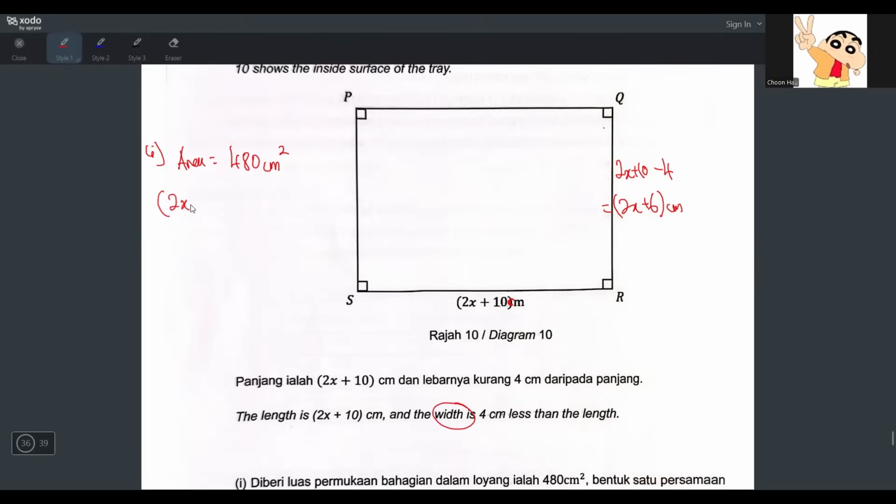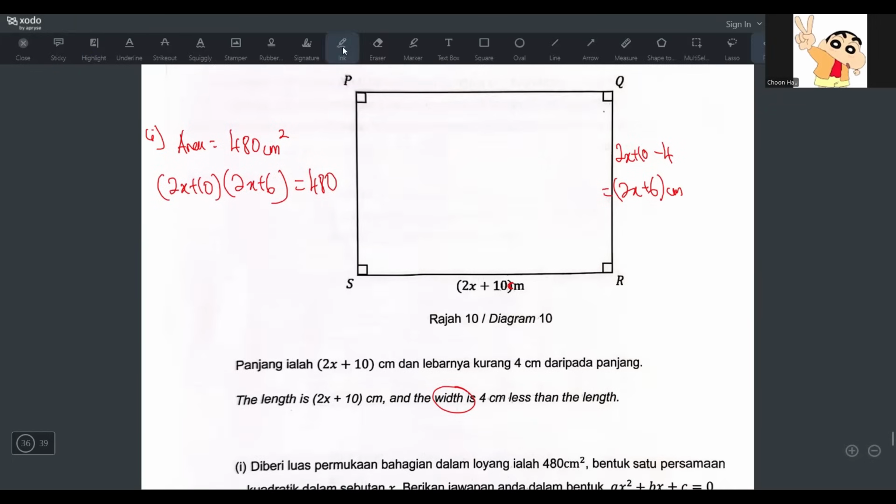So base times height, 2x plus 10 times 2x plus 6, because that's how you find the area of a rectangle. Okay, base times height. Or you can say base times width. Panjang darab lebar lah, just the same thing. Equals to 480. But they want to write in general form, so you should expand.